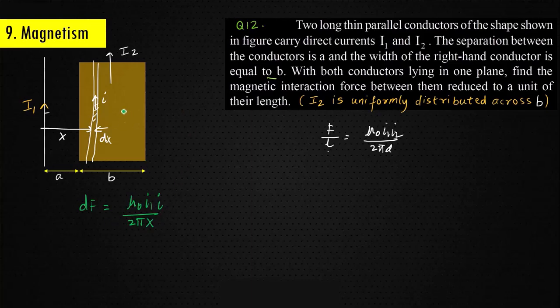Now what is I? I is this current. So the total current flowing through the conductor is I2. So I2 per unit width is I2 divided by B, into dx. That is basically the I number.